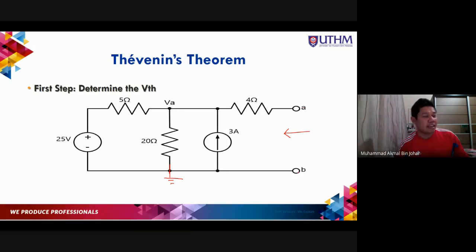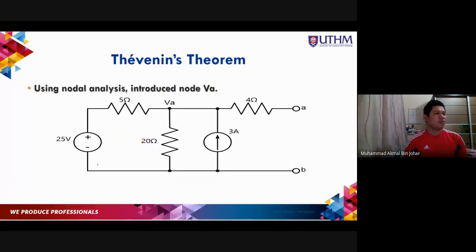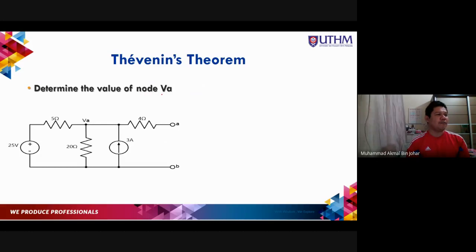VAB ataupun V Thevenin yang kita nak kira dalam kes ini, kita boleh katakan ia adalah voltage yang drop across this part. Ataupun sama juga dengan voltage yang sama yang drop across the 5 ohm. Maknanya 25 tolak 5 ohm kali I, I on this path, and you will get also the voltage drop. So we use nodal analysis, and by introducing node VA here, we already discussed that there is no difference between this point and this point. So we determine the value of node VA using nodal analysis.